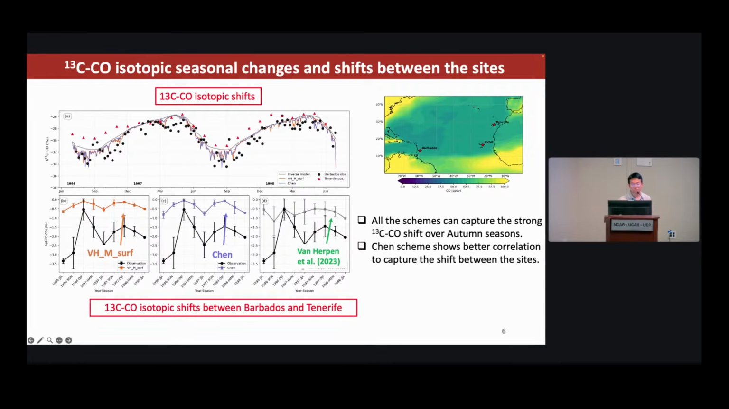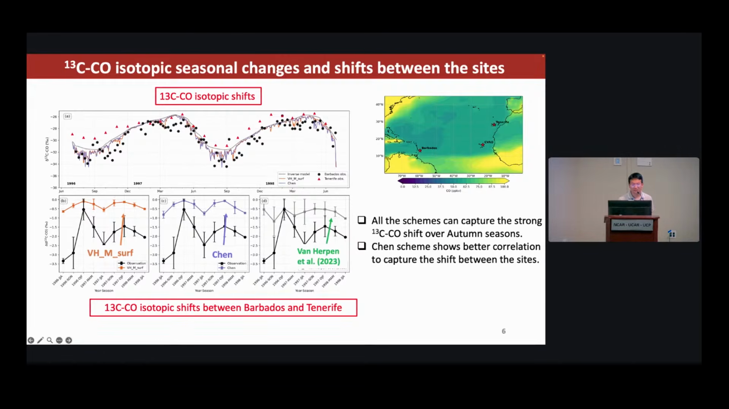But this inverse model is only for Barbados, and also because we have some observations from Tenerife, the red triangles, we first evaluate whether the model can capture the shifts of the isotope between Tenerife and Barbados. So here in the bottom plot, we show the model simulated shift between the sites and also from the default Van Heppen's model in CESM version 1. And we find with our model, we can better capture the shifts between the two sites.